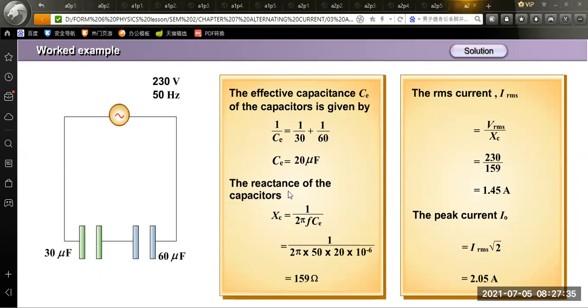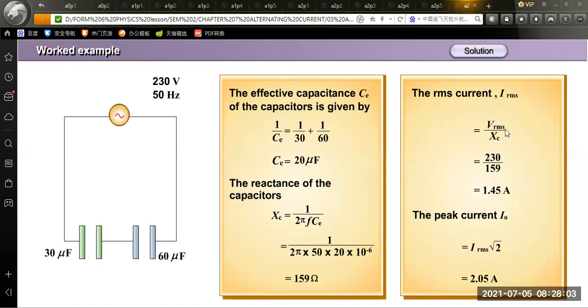The reactance of the capacitor XC is equal to 1 over 2 pi F CE. So now we replace the effective capacitance into the formula, and we get that it will be 159 ohm, where the current is equal to V over XC. If we use IRMS, that means VRMS over XC.